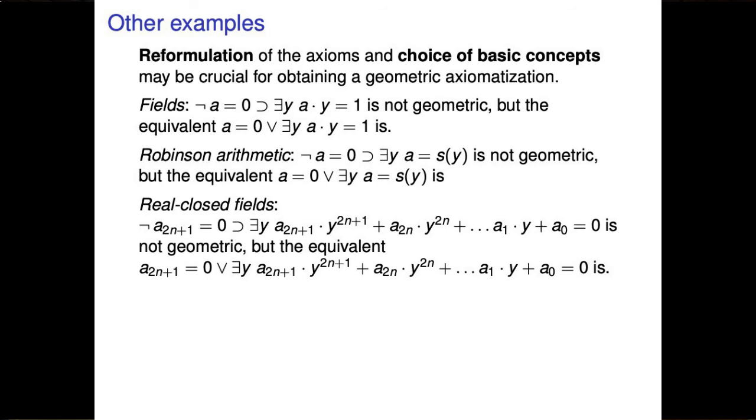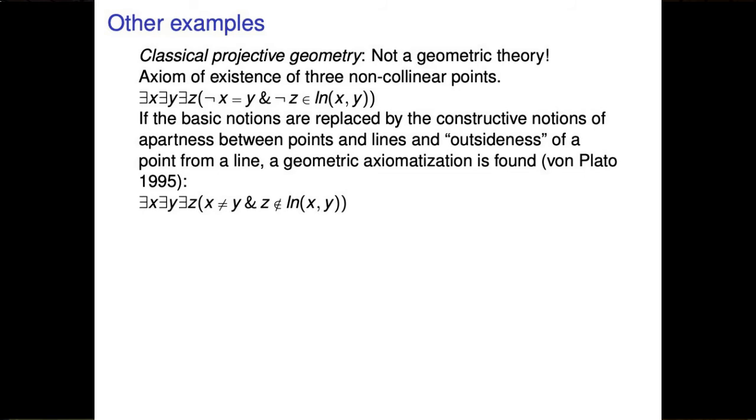Then there is classical projective geometry, which is not a geometric theory, because the axiom of existence of three non-collinear points violates the formal geometric theories. But also here, one can modify the basic notions. Instead of taking equality, one takes a primitive notion of partness, and instead of not belonging to a line, a notion of outsideness of a point from a line; one takes a geometric axiomatization.